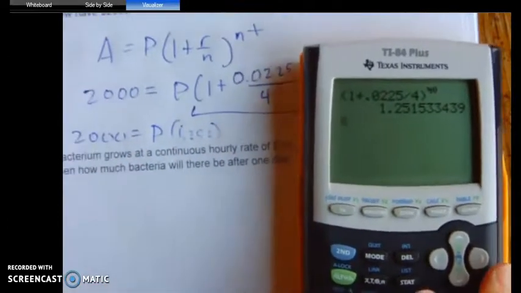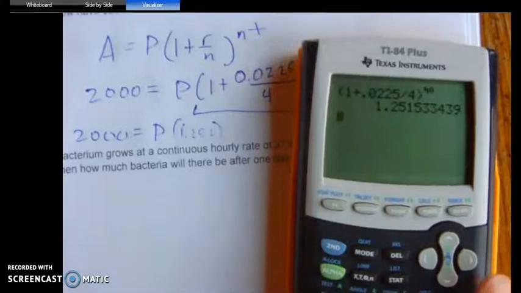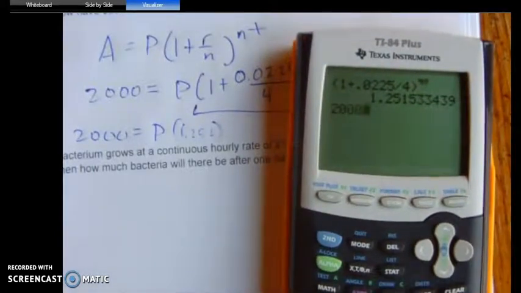So now we've turned it into a one-step equation, right? If I take 2,000 and divide it by 1.252, I'll get the amount of money I invested, which is just almost $1,600.